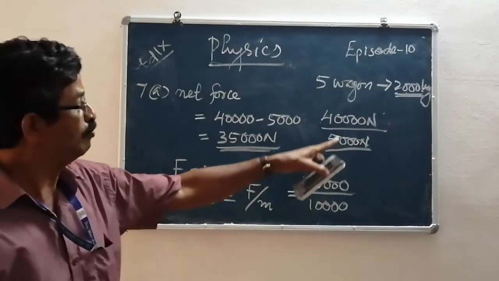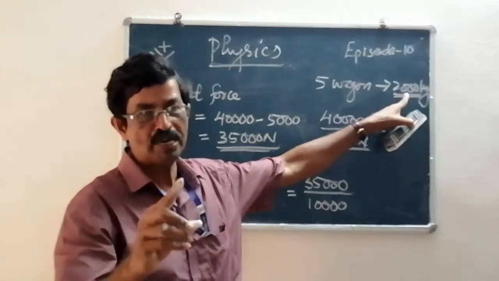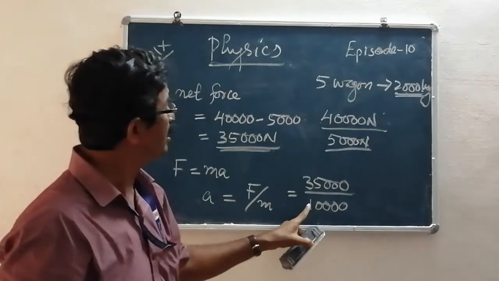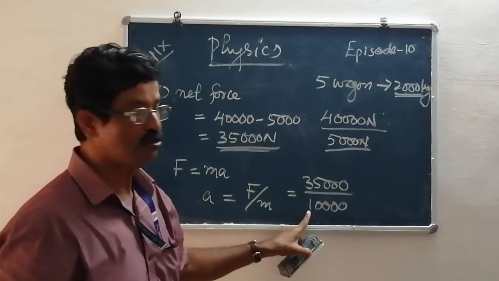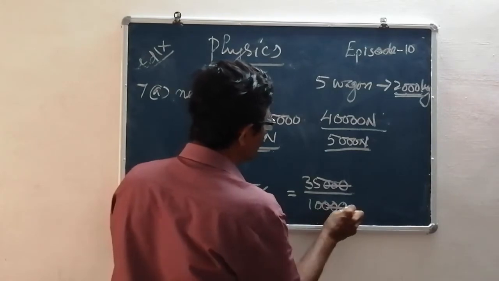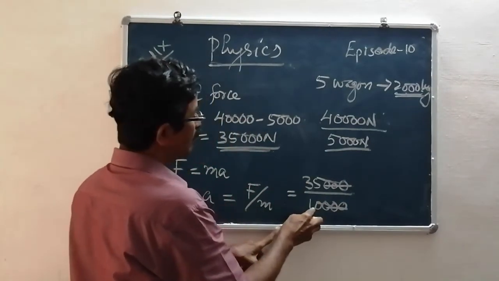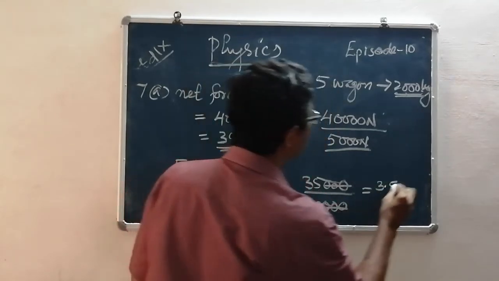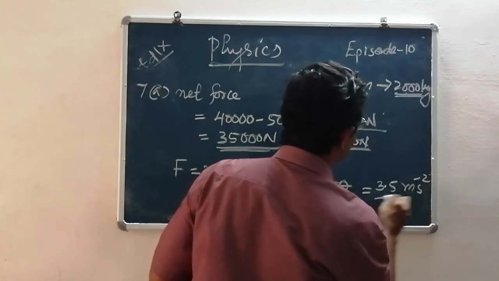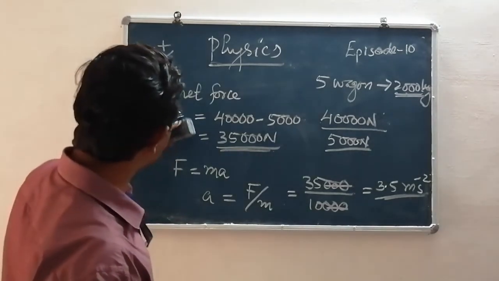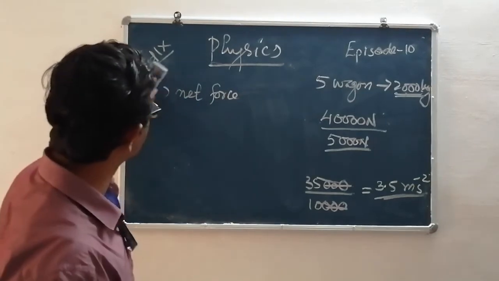See, mass of 5 wagons we want to consider. That means each wagon with 2000. So we get 2000 into 5, that is equal to 10,000. 35,000 by 10,000. We can cancel the zeros. Then 35 by 10. To divide with 10, we give only one decimal point. That means 3.5 meter per second square is the acceleration. Now we got acceleration.